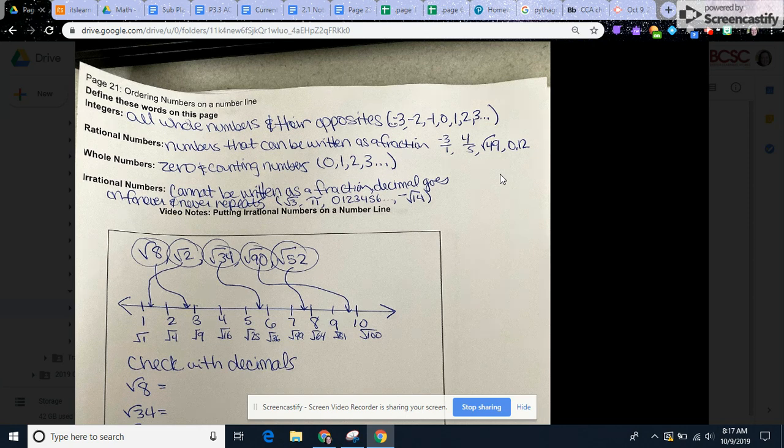The whole numbers are 0 and all of the counting numbers or the natural numbers. So 0, 1, 2, 3, 4, 5, 6, 7. You will not see a negative number. If it's a negative whole number, we call it an integer.